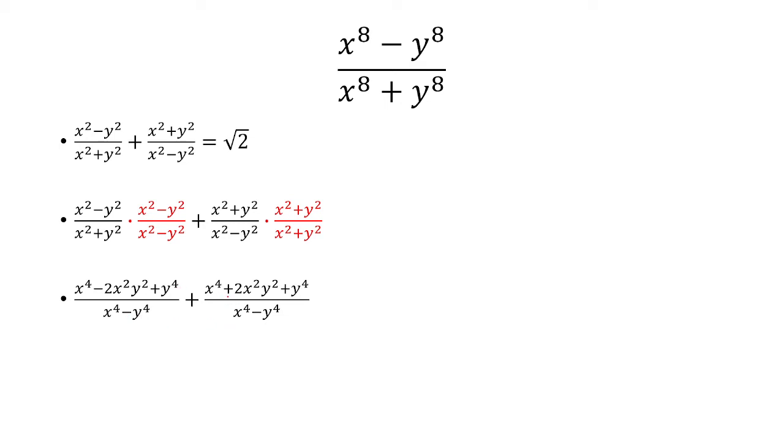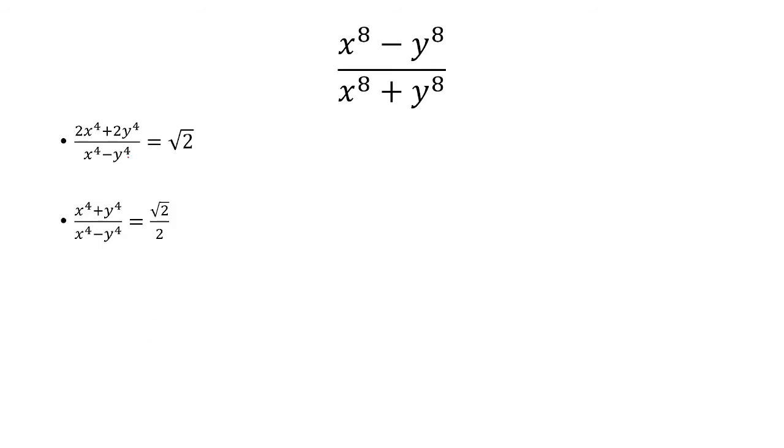So the second fraction, the numerator, is going to be basically the same thing as the first numerator, except instead of a minus, we have a plus here. So now we can add these two together. These will cancel. And x to the 4th plus x to the 4th is 2x to the 4th. Y to the 4th plus y to the 4th is 2y to the 4th. Now we can factor out a 2 and divide it by 2 to the other side. And so we have x to the 4th plus y to the 4th over x to the 4th minus y to the 4th is equal to square root of 2 over 2.